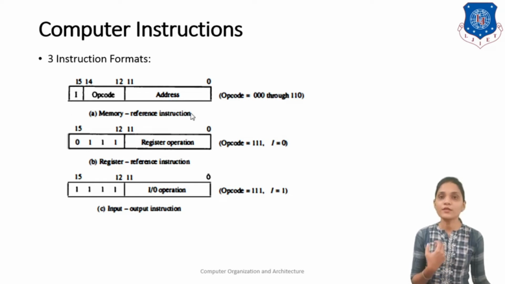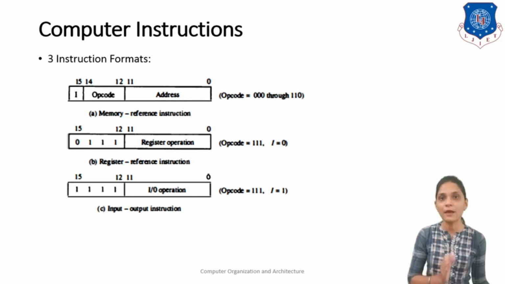So if we consider the memory reference instruction, then for memory reference instruction you have operation codes 000 to 110. That is a total of 7 operation codes: 000, then 001, then 010 and so on up to 110. So you have a total of 7 memory reference instructions. In memory reference instruction you will perform some task like addition or an AND operation with the content of some memory location, and that memory location will be provided by the address given by this address field.